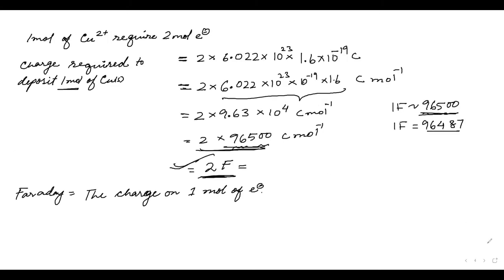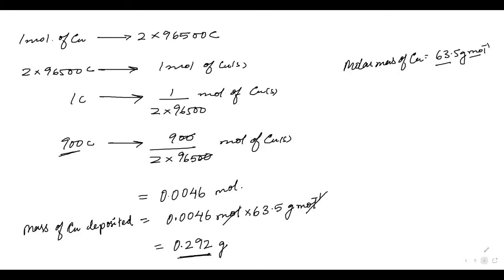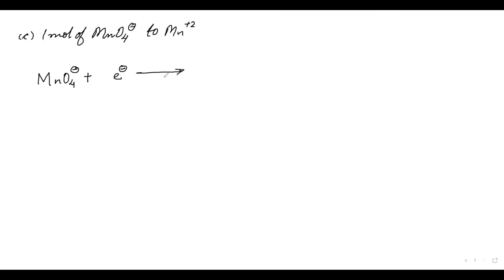Yes, we got it, 2 Faradays. Okay, fine. Now let us move on to this question. I am just taking another side, 1 mole of MnO4 negative to Mn2 positive. That means we will require MnO4 negative plus some electrons, and I'm just writing here, we want to find how many electrons, right? And it is converted to Mn plus 2. Okay. Now, what happens?